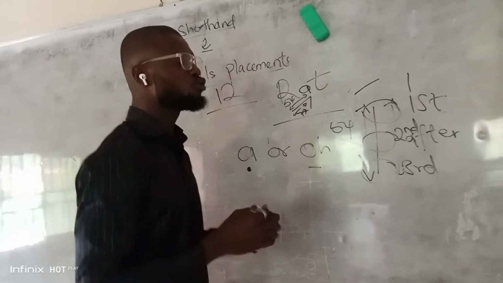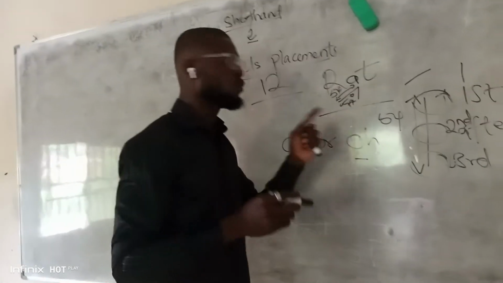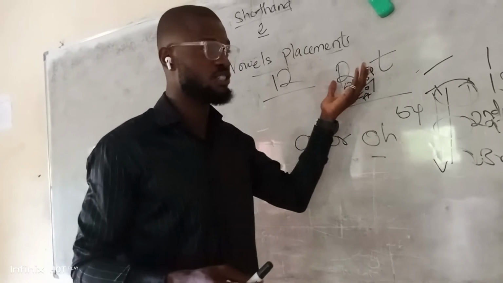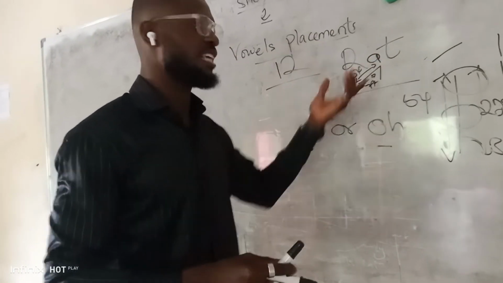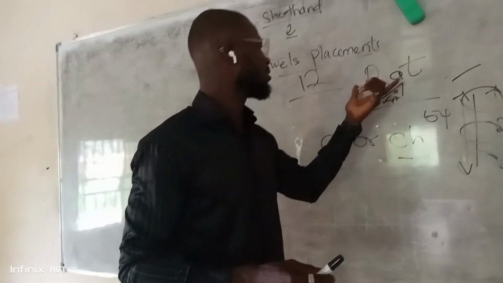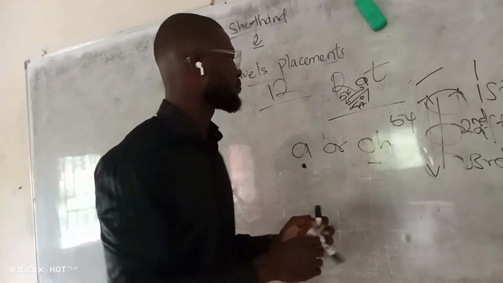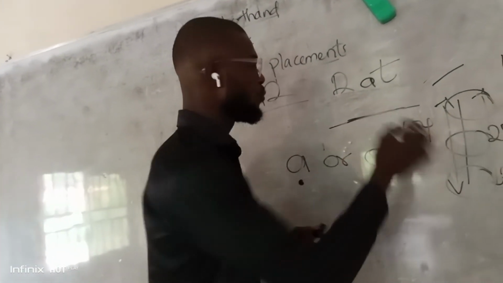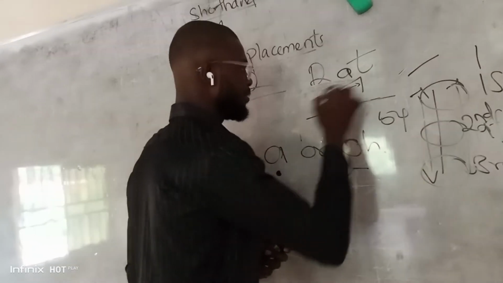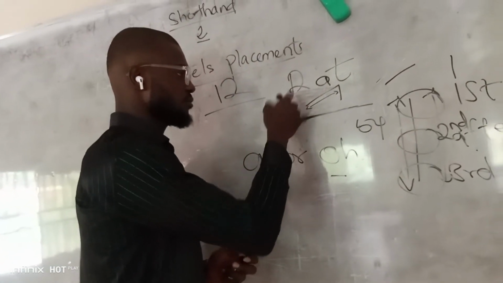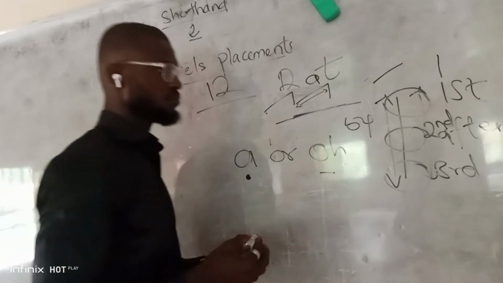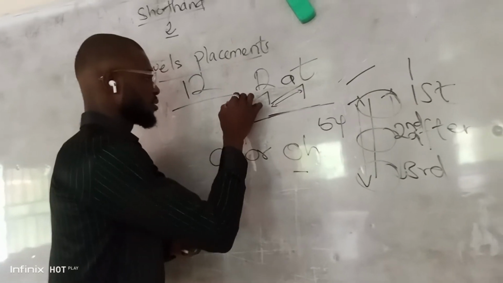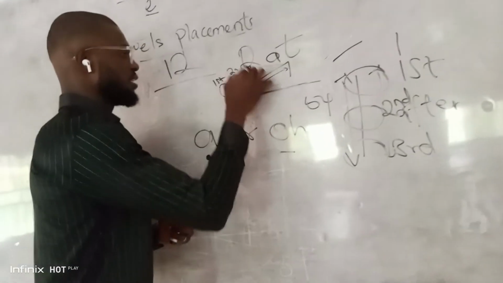So for you to place your A very well, let's check. The A there, is it coming before the re, or after the re? Let's check. Now, as we all see, the A is coming after the re. This means that the A will be below the re. Therefore, you put it here, because this is the first, this is the second, and this is the third.